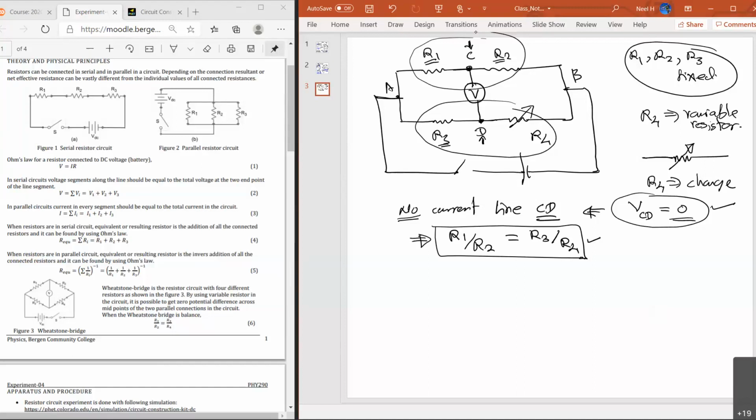By knowing that, what we're going to do in the experiment, we know R1 and R2 and R3. Those values are fixed, which means we know those numbers. By knowing those numbers, we're going to calculate R4. We call that the R4 calculated value. Then in the experiment, we're going to set up a circuit by knowing these three values. Then we're going to change R4 until we see VCD equals 0. Until that voltage is 0, we're going to really observe that behavior.